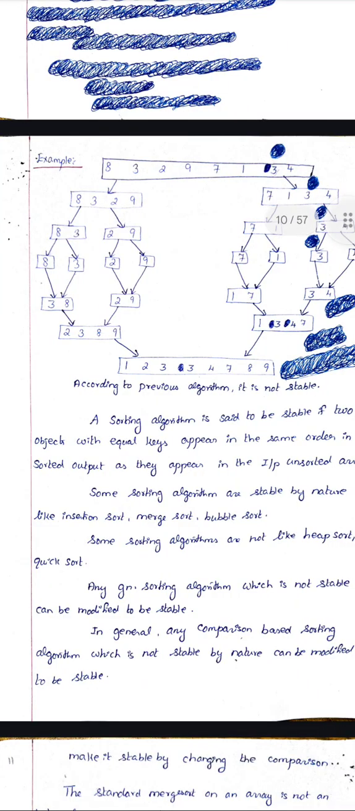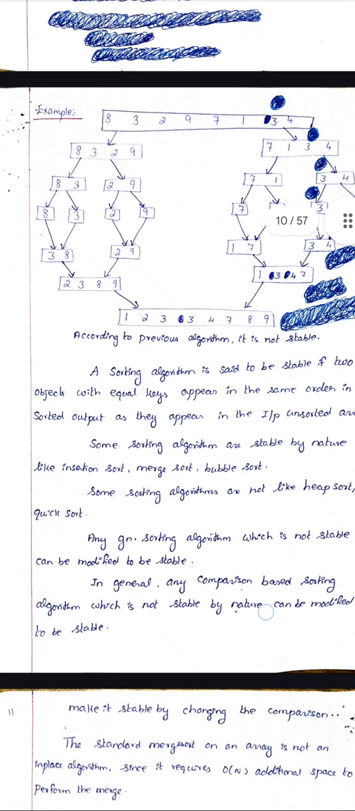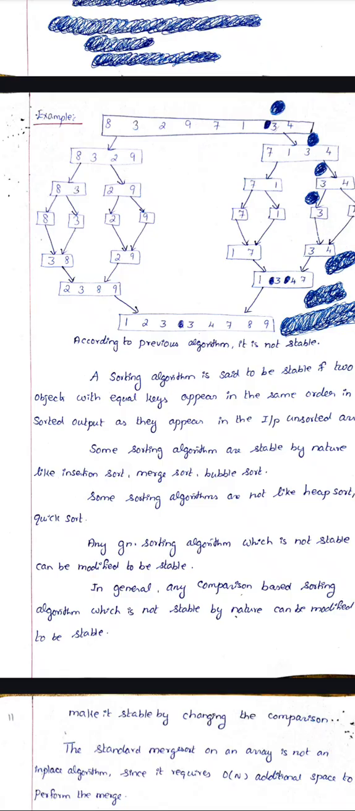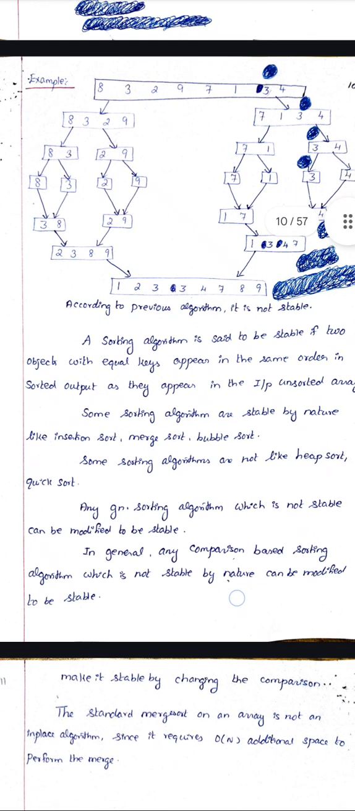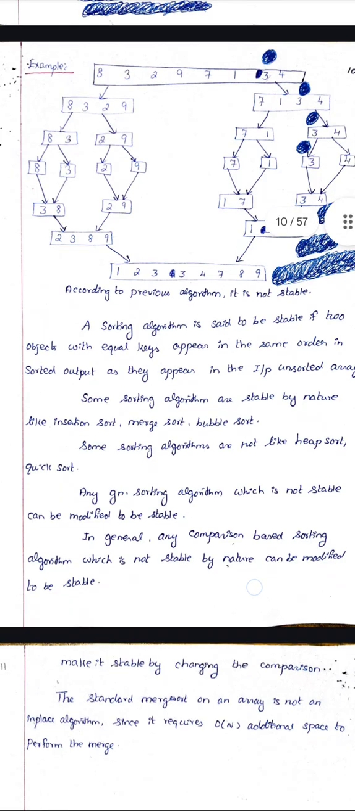Example for this is 8 3 2 9 7 1 3 4. There are 8 elements, which can be divided into 4 each. Then 4 is divided into 2 each. Then they will be divided into single instances. Then combining 2 each in ascending order.